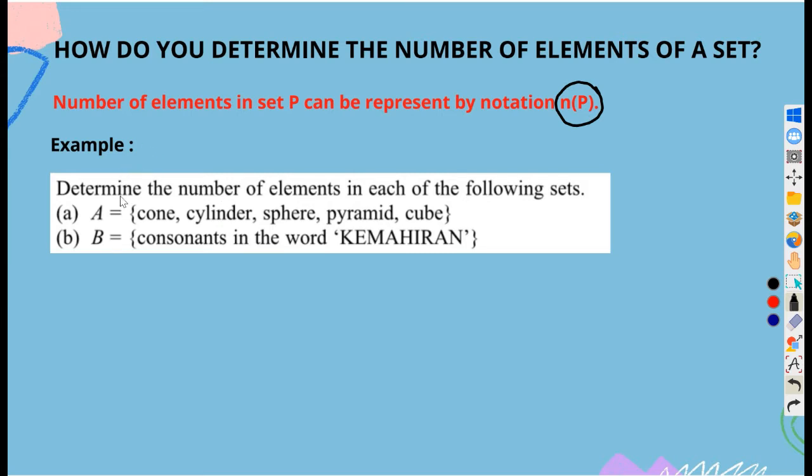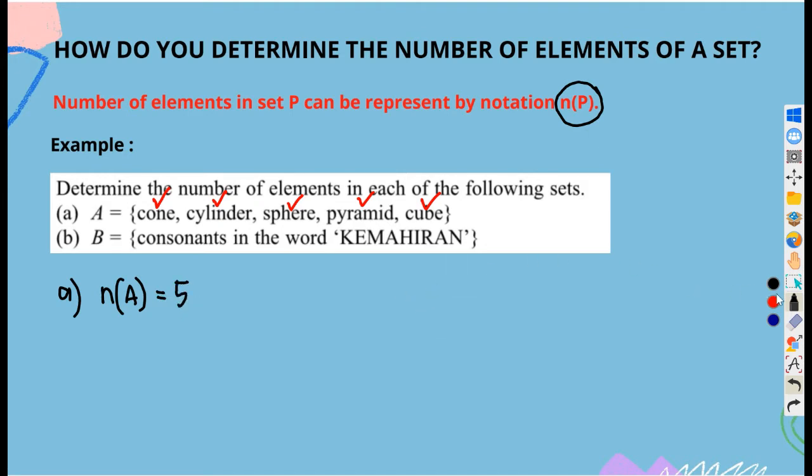Example: determine the number of elements in each of the following sets. For question A, this is set A. Set A is equal to cone, cylinder, sphere, pyramid, and cube. How many elements are in here? 1, 2, 3, 4, 5. So there are 5 elements in set A. So n(A), the number of elements in set A, is equal to 5.